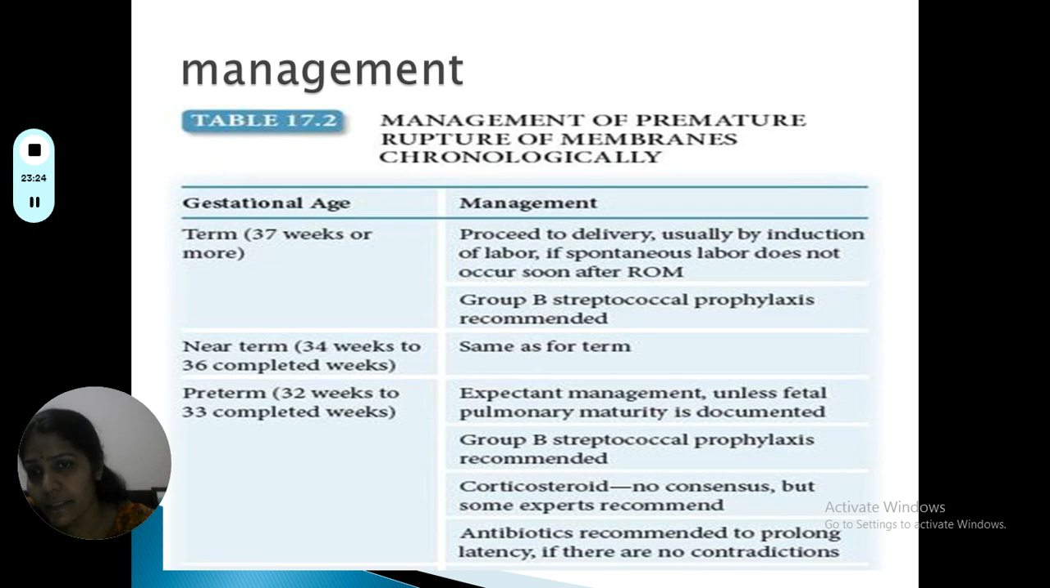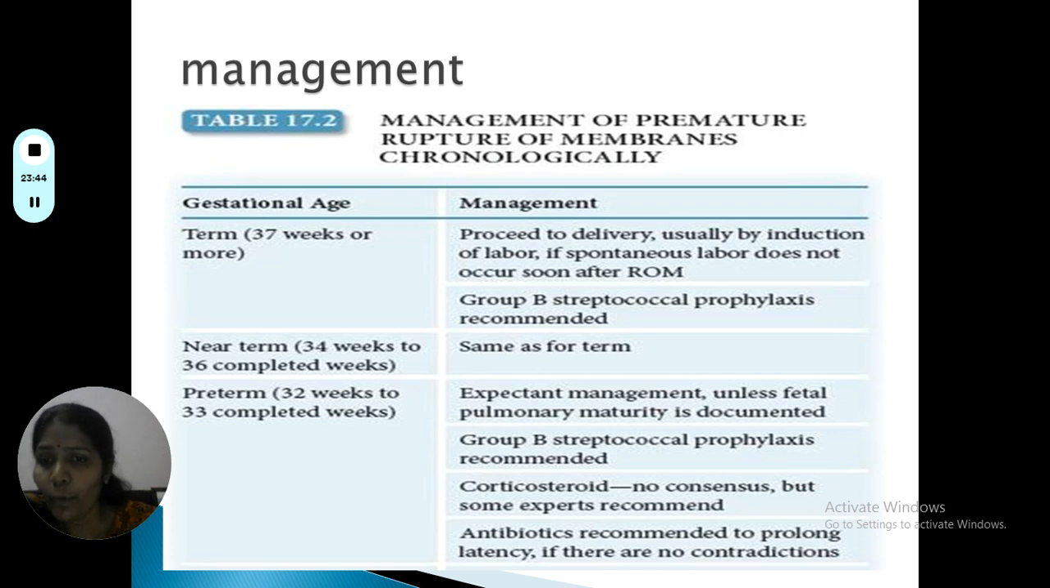So near term, then we have a gestational age of 34 to 36 weeks, where it is the same as for term PROM. We can anticipate delivery, but again we give a group B streptococcal prophylaxis, as well as look for a steroid coverage if it is needed.